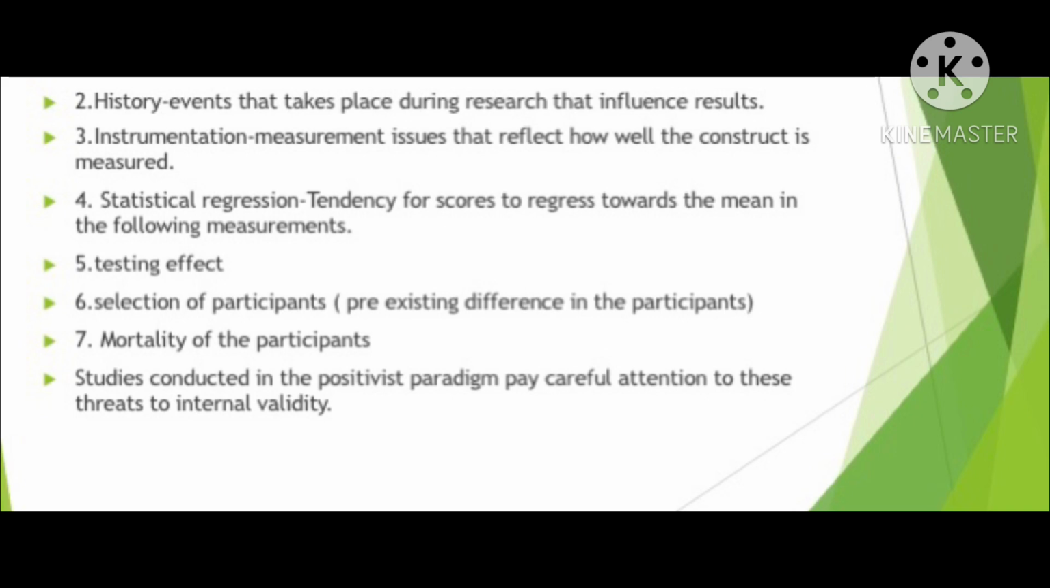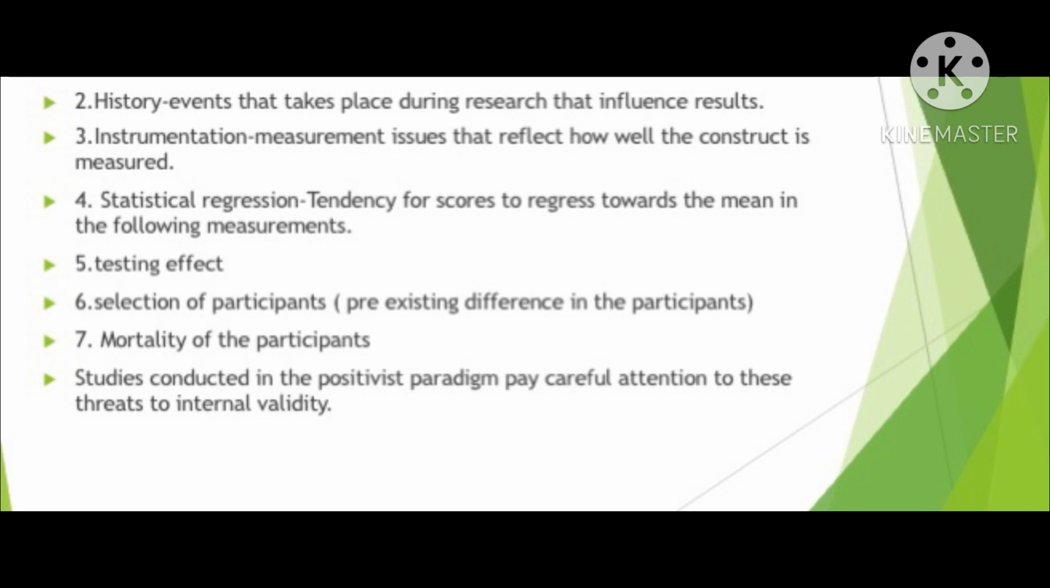Then the next one is statistical regression, that is the tendency for scores to regress towards the mean in the following measurement. We are measuring it many times, and usually we find out the mean value, that is the central tendency. During the statistical analysis we are finding out the mean. There we can see some regression, that is another threat to the internal validity.